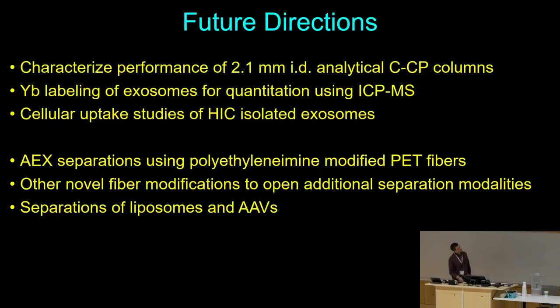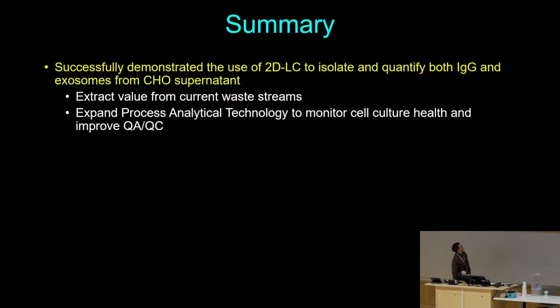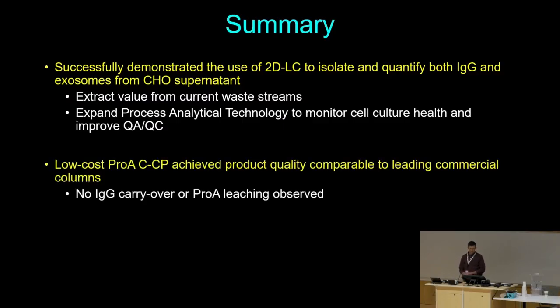and adeno-associated viruses. So, in summary, we successfully demonstrated that the use of a 2D LC to isolate and quantify both IgG and exosomes from supernatant shows the possibility to extract value from current waste streams and possibly expand process analytical technology to monitor cell culture health and improve QA/QC. The low-cost ProA CCP fiber columns did achieve product purity comparable to leading commercial columns.